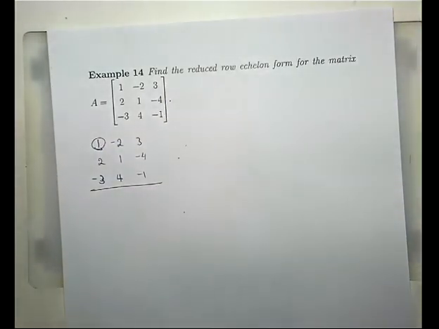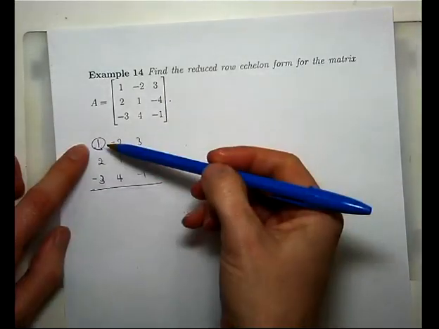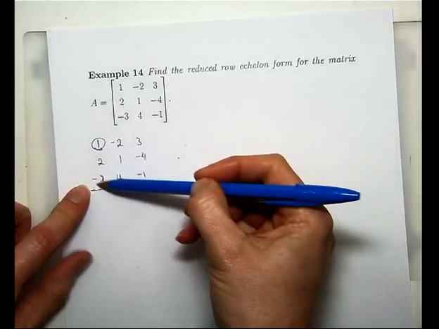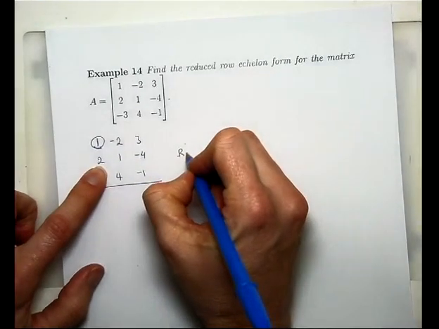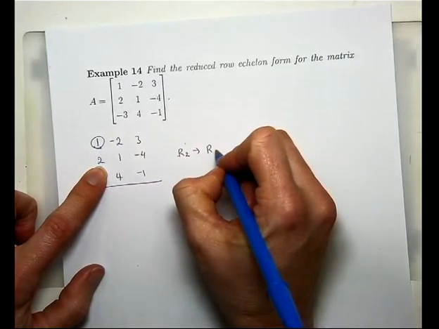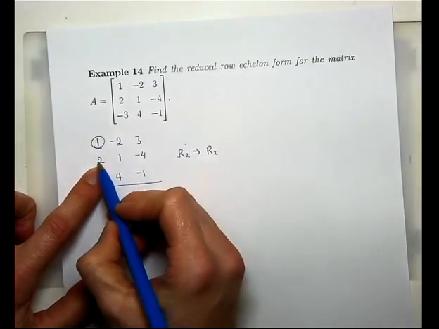Okay, here's the 1 in the top corner. This is what we're going to pivot with. So we're going to use this 1 to make a 0 here and a 0 here. Okay, so in this row here I'm going to take row 2 and I'm going to turn it into row 2.